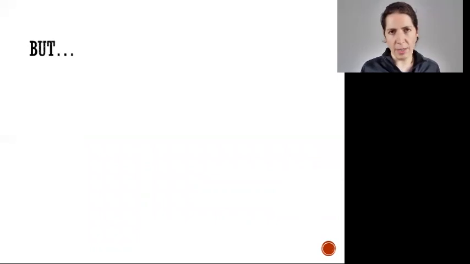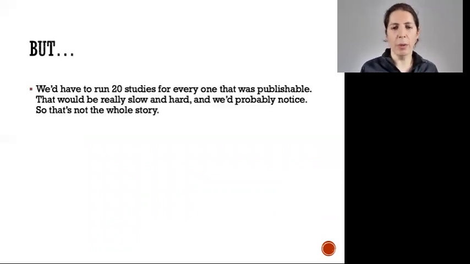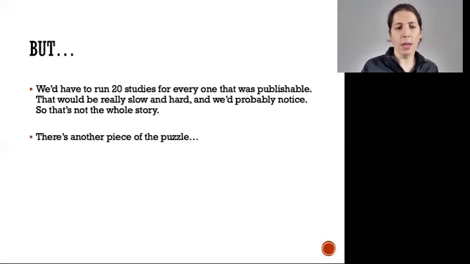But okay, that's not what's actually going on, because if that were happening, we would have to run 20 studies for every one that was publishable, every one that was significant. And that would be very slow and hard, and we'd probably notice that we have to run 20 studies just to get one to work over and over again. So I would argue that there's another piece of the puzzle that's producing false positives, not just bad luck, an extreme result by chance, but that researchers are doing something to turn some results that should be in the top row, should be negative results, we should fail to reject the null, into statistically significant results.